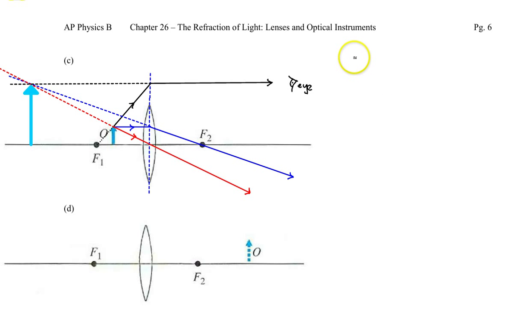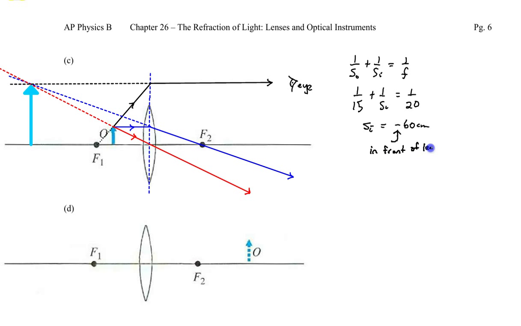Remember the equations we can use: 1 over SO plus 1 over SI equals 1 over F, and the object distance is given as 15. Focal length is 1 over 20. This gives you an image distance of negative 60 centimeters. So this negative 60 centimeters means it's in front of the lens. This distance that we just determined here is SI, and this was SO. SO again was 15 centimeters, and then SI we've determined as negative 60 centimeters.